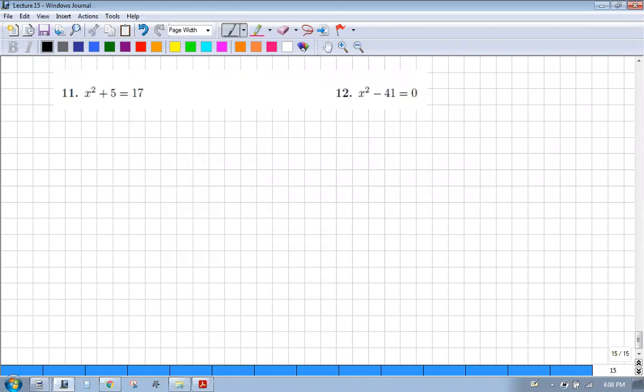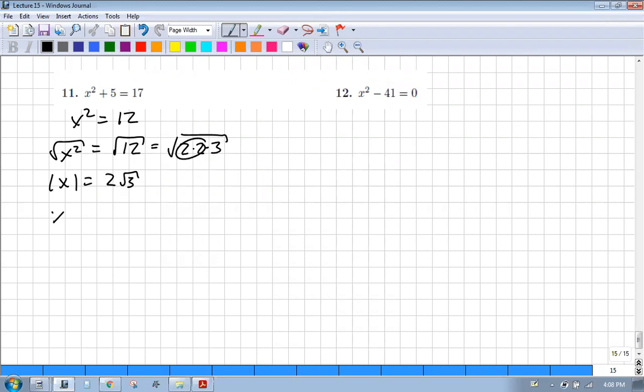Okay, subtract 5 from both sides. Square root. 12 is 2 times 6, which is 2 times 3. So we pull a 2 out. So x is positive negative 2 root 3.